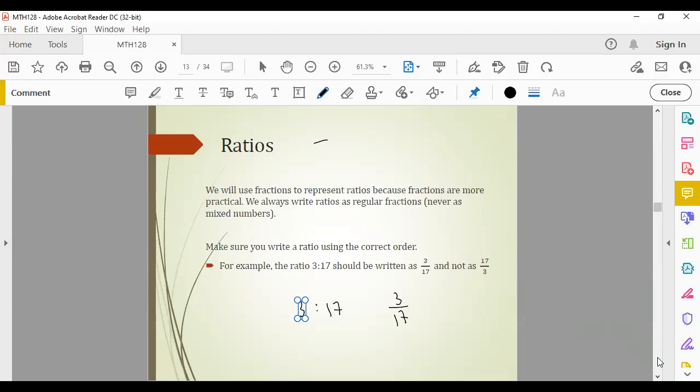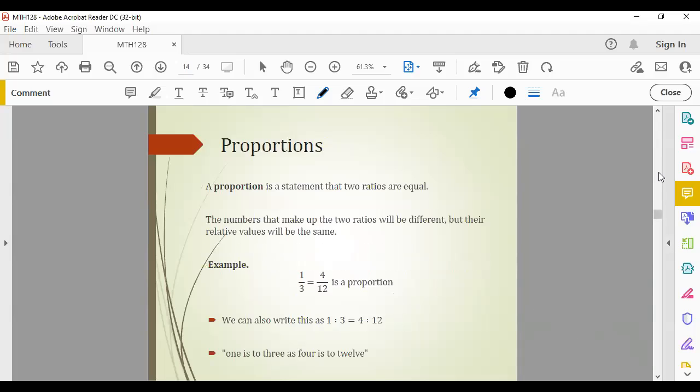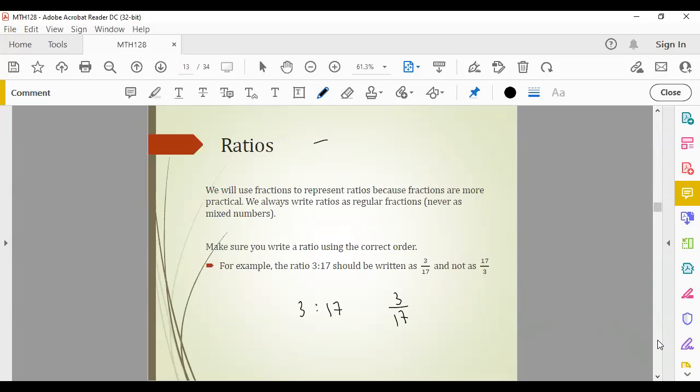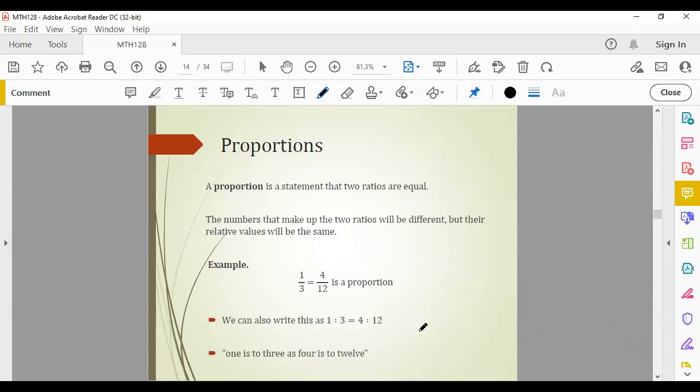Okay, that's all for ratios. And now we look at the definition of a proportion. A proportion is a statement that two ratios are equal. So the numbers that make up the two ratios will be different, but their relative values will be the same.